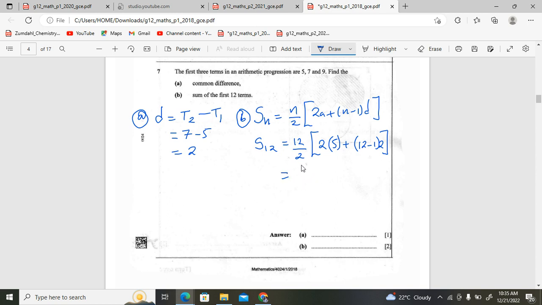So this is going to give us 2 into 12, that's a 6. 2 times 5, that's a 10, plus 12 minus 1, that's 11, and then 11 times 2, that's a 22. So now we're going to add 10 plus 22 is going to be 32. So now multiply 32 by 6. 6 times 2, that's a 12, 2 remainder 1. 6 times 3, that is 18, plus 1, 19. So this is 192 as the sum of the first 12 terms.